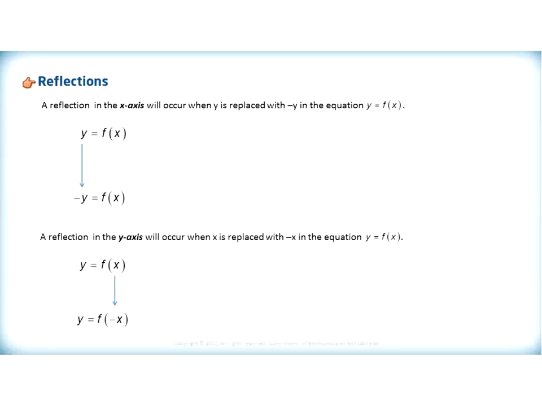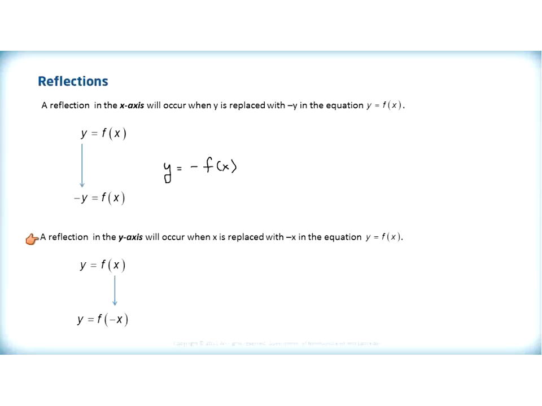First of all, let's start with reflections. A reflection in the x-axis will occur when y is replaced with negative y in the equation y equals f of x. So y equals f of x, I replace y with negative y. This would result in a reflection in the x-axis. Another way you may see that, of course, is y equals negative f of x. You may see it written in this form as well. Both represent a reflection in the x-axis.